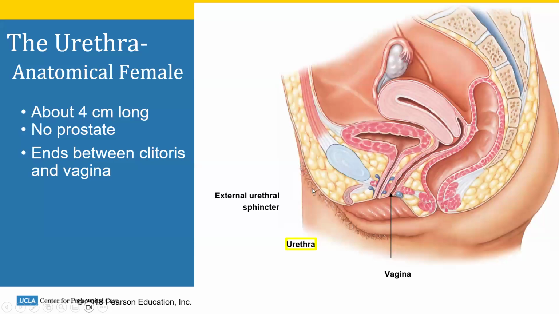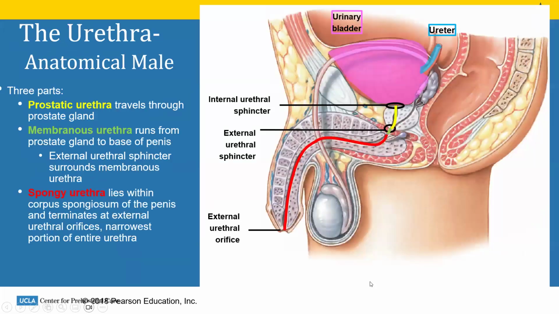So for anatomical females, this is our bladder here. We've hemisected it open as well, so we can see inside the lumen of the bladder, right? It's still going to be behind our pubic symphysis, and it's underneath our parietal peritoneum, just like in anatomical males, right? So this is our parietal peritoneum covering the bladder as well.